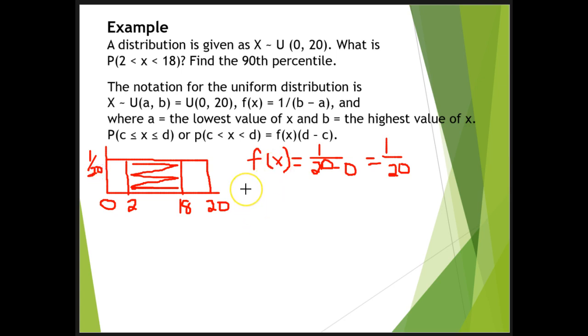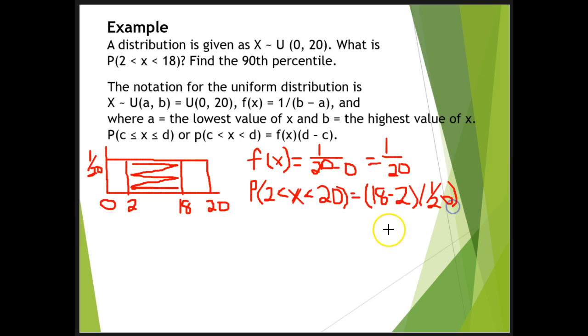Now we can go ahead and find the probability that x is between 2 and 18. Remember that when we find the probability, it's the area. We are looking for the area here, which is base times height. So the base is 18 minus 2, times the height of 1/20th. 18 minus 2 is 16, times 1/20th is 16 over 20. And if you calculate that as a decimal, it is 0.8. So you would have an 80% probability of having an x between 2 and 18.